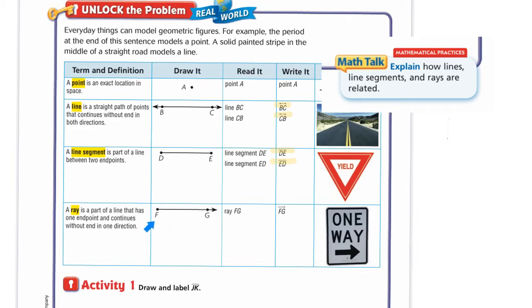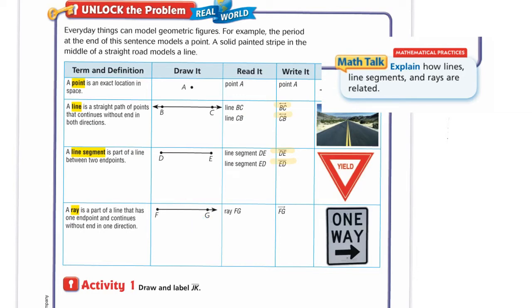So you have ray FG. And in this instance, the ray can only be written one way. You would start with the endpoint, and on the other end, you would have the arrow. So this would be FG; you wouldn't read it as GF. You always start with the endpoint, and then the arrow goes as the second letter.